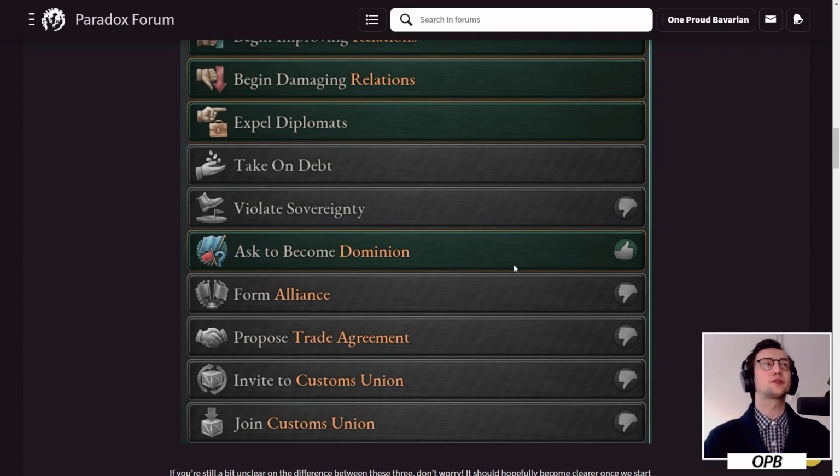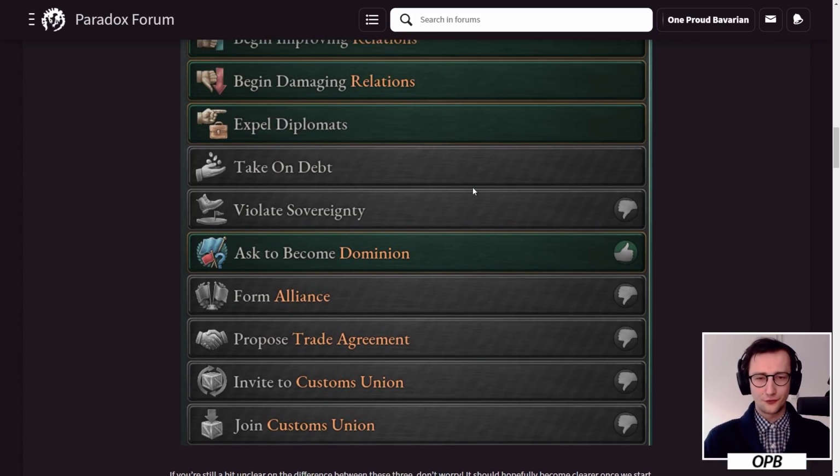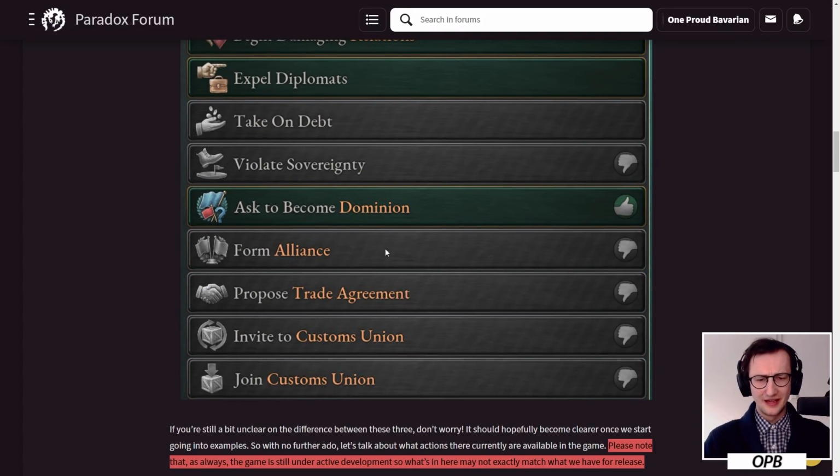Violate sovereignty, oh, this one is a really good one. We're going to see that in detail in a second. Ask to become dominion, I assume this means they become our dominion. Great Britain otherwise wouldn't ask them, right? But who knows? They would agree to that, actually, interestingly enough. Form alliance, propose trade agreement, invite to customs union, and join customs union.